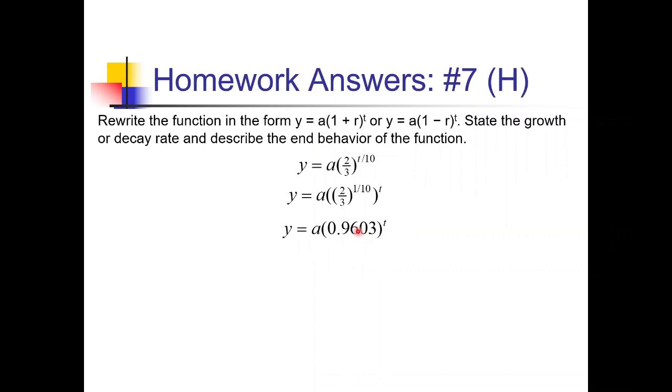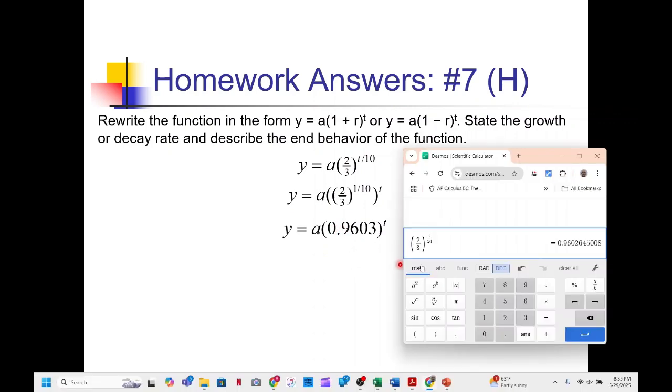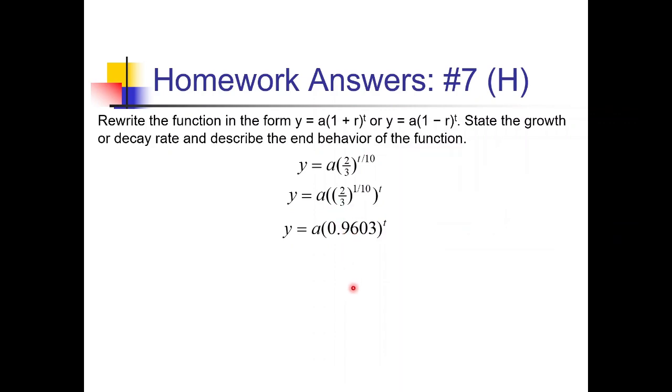I'm going to have to split this up into a 1 minus r sort of statement because it's less than 1, so I need to subtract something from 1 to get this. So if I go back to Desmos and I do 1 minus 0.9603, I see that I would need to subtract 0.0397 from 1 to get this b value. So I can rewrite this as 1 minus 0.0397. This is less than 1 for the b value, so we have a decay rate. And moving our decimal over 2, we see that we have a decay rate of 3.97%.